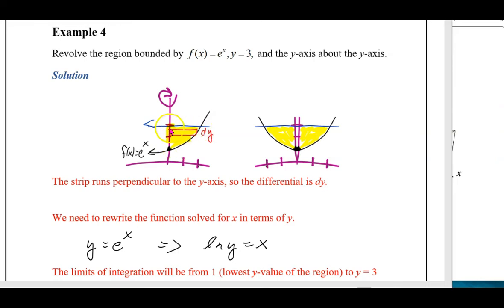Notice that our rectangle is going to run horizontal this time because our axis of rotation, the y-axis, is vertical. Always draw the strip for the disc or washer method perpendicular to the axis of rotation. Notice that the narrow end of the strip, the short end, is vertical, which means that our differential must be dy.